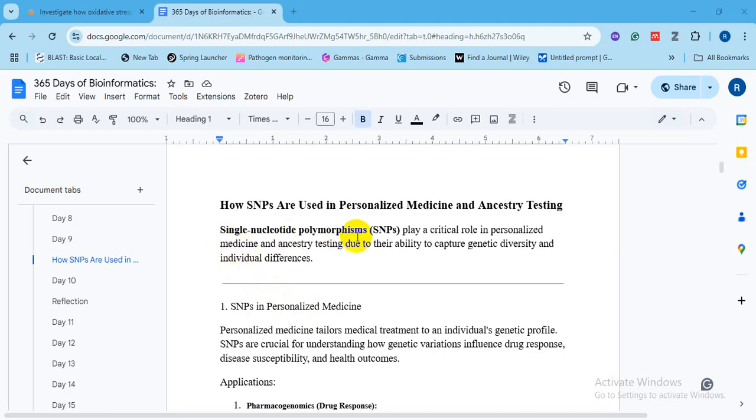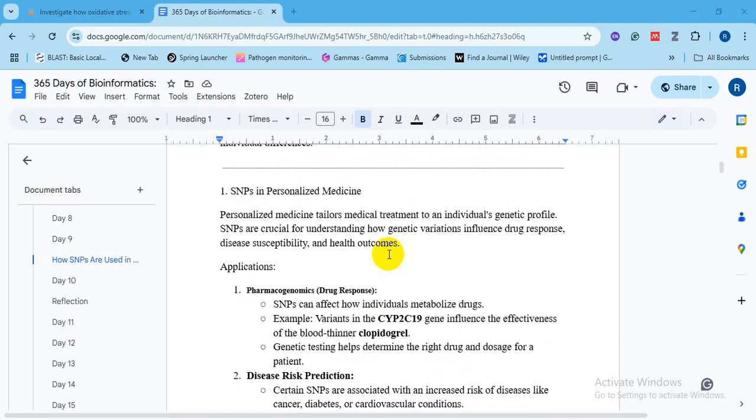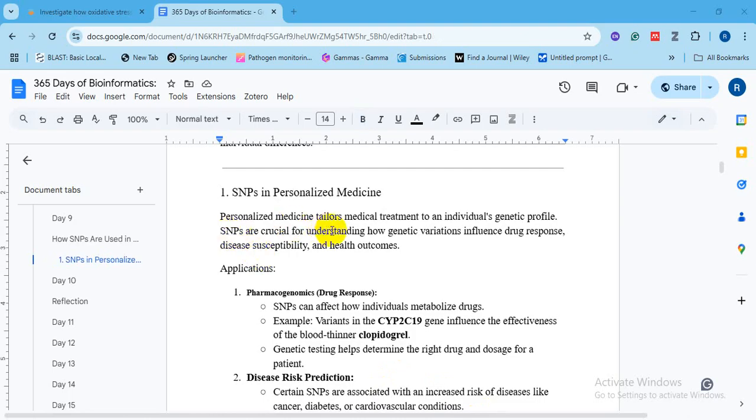Single nucleotide polymorphisms (SNPs) play a critical role in personalized medicine and ancestry testing due to their ability to capture genetic diversity and individual differences. Number 1, it will talk about SNPs in personalized medicine. Personalized medicine is tailored medicine, so it steps back and defines what personalized medicine is.